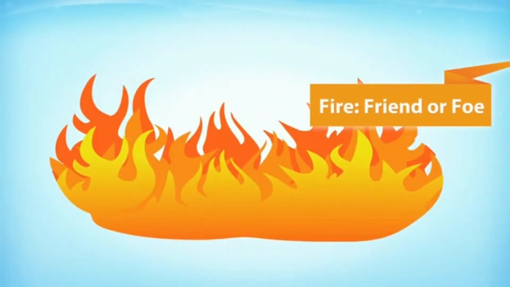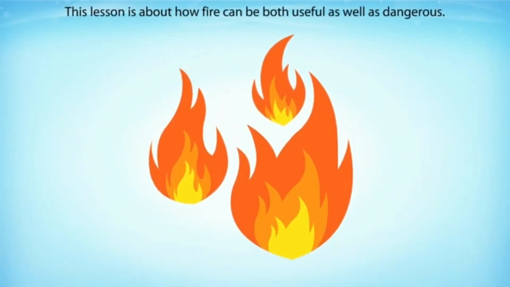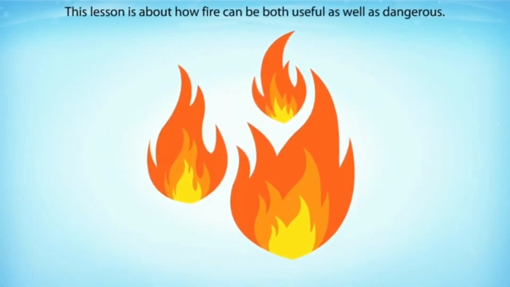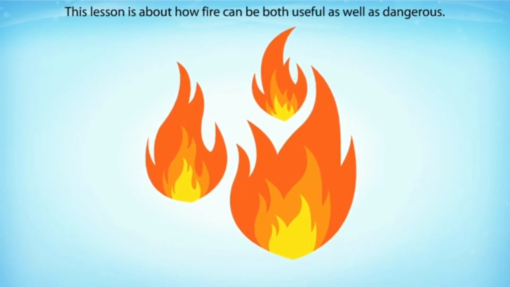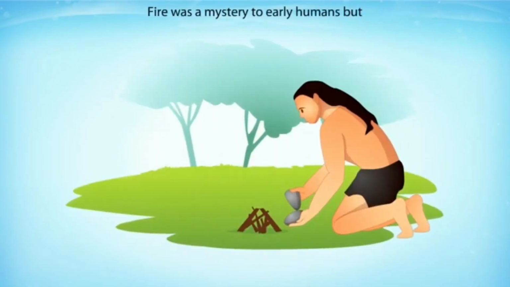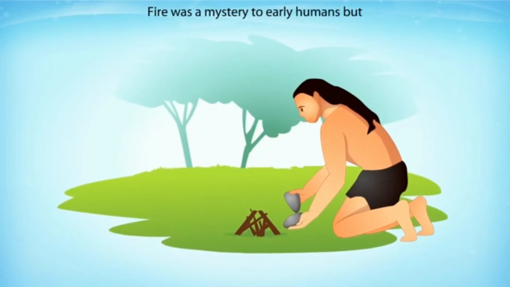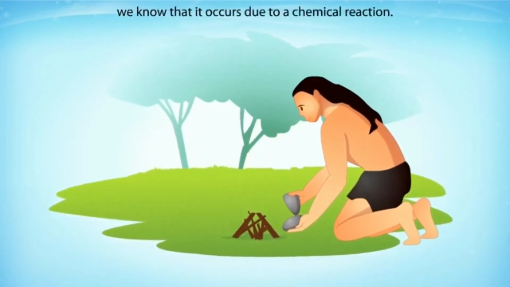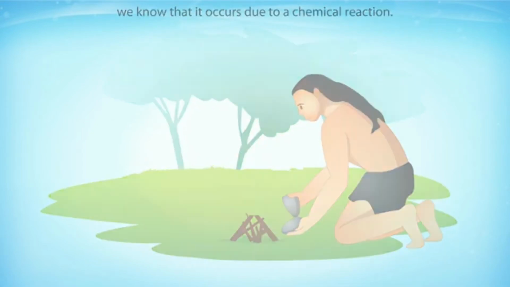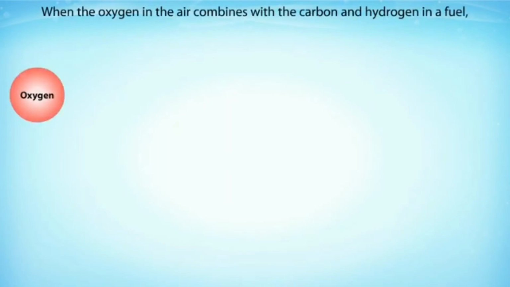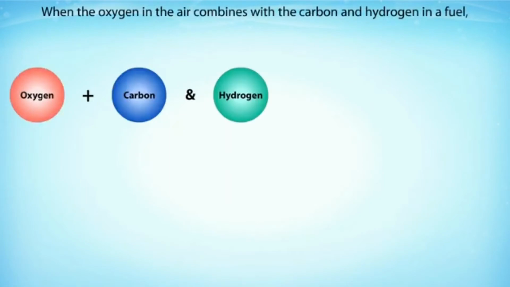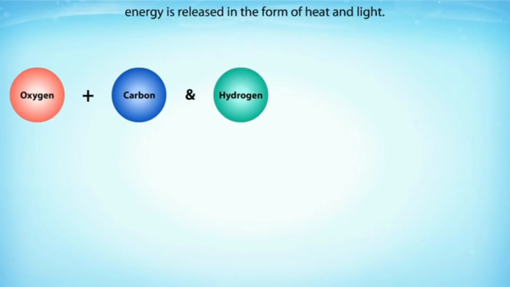Fire, friend or foe? This lesson is about how fire can be both useful as well as dangerous. Fire was a mystery to early humans, but we know that it occurs due to a chemical reaction. When the oxygen in the air combines with the carbon and hydrogen in a fuel, energy is released in the form of heat and light.